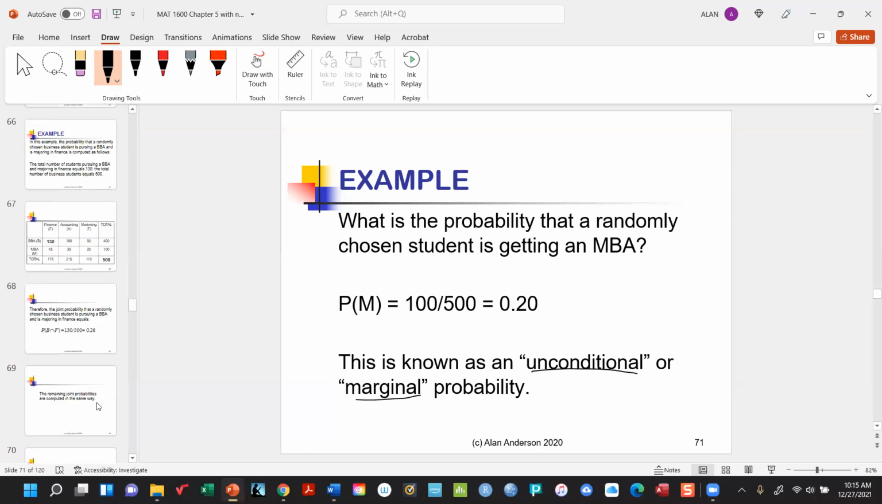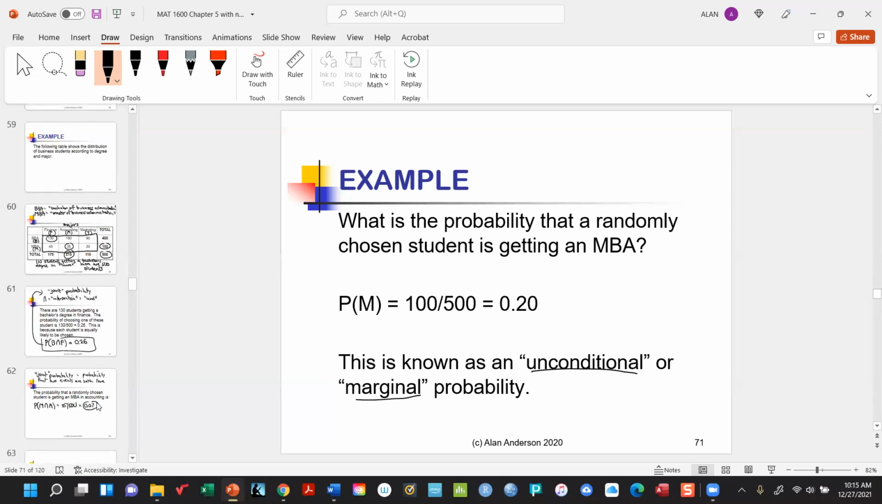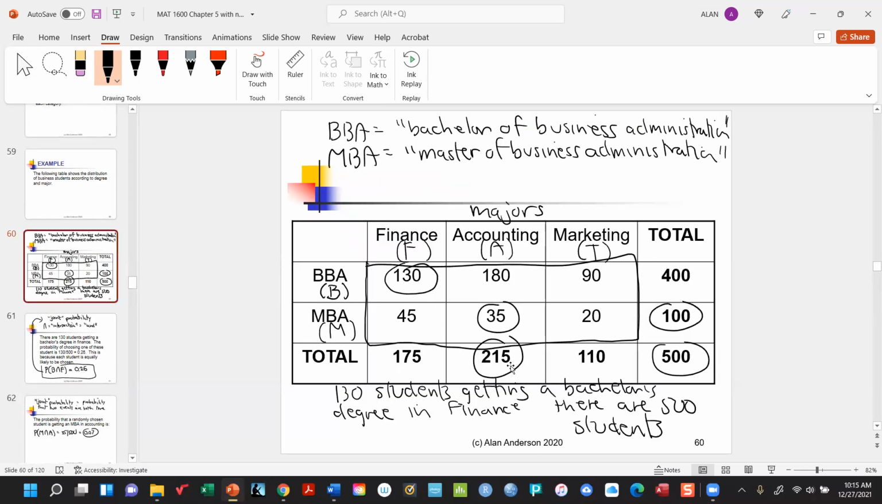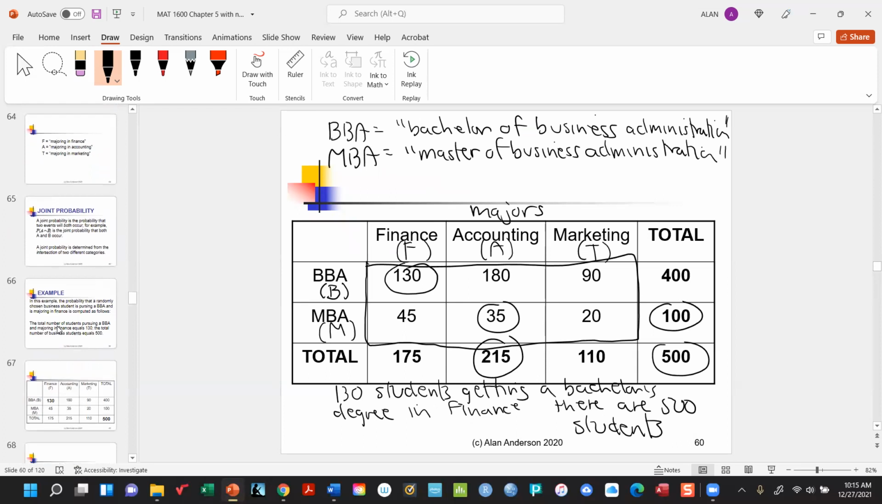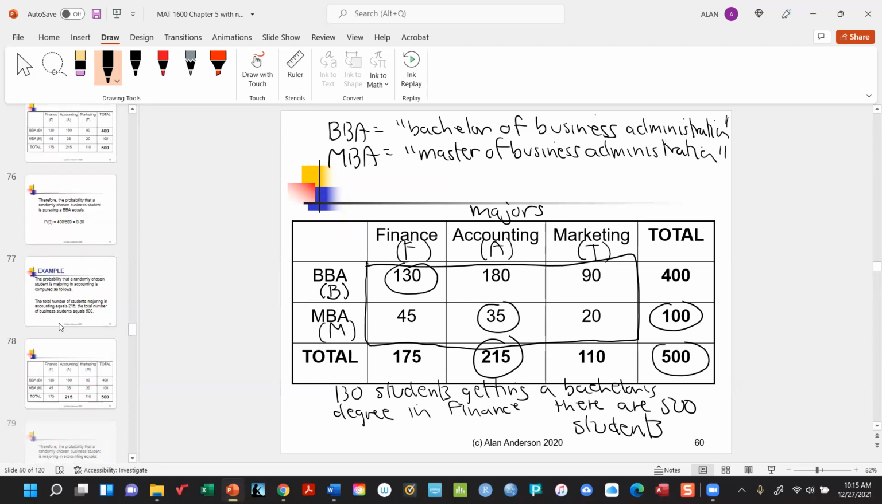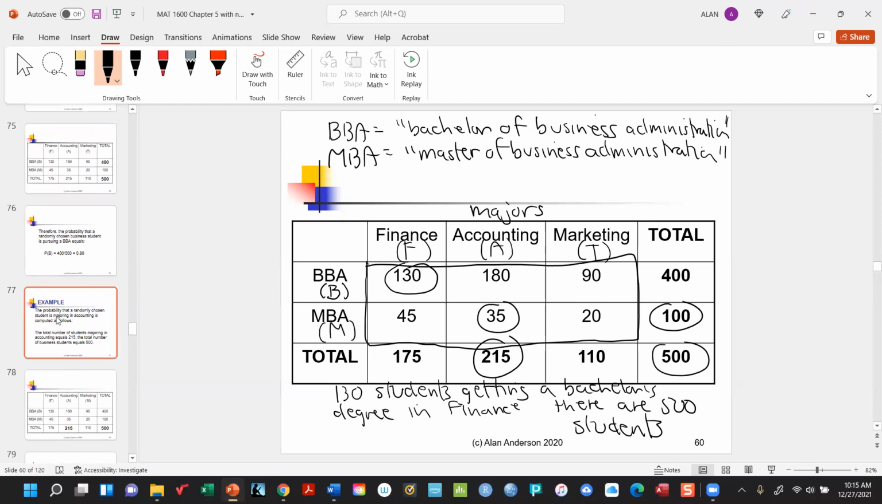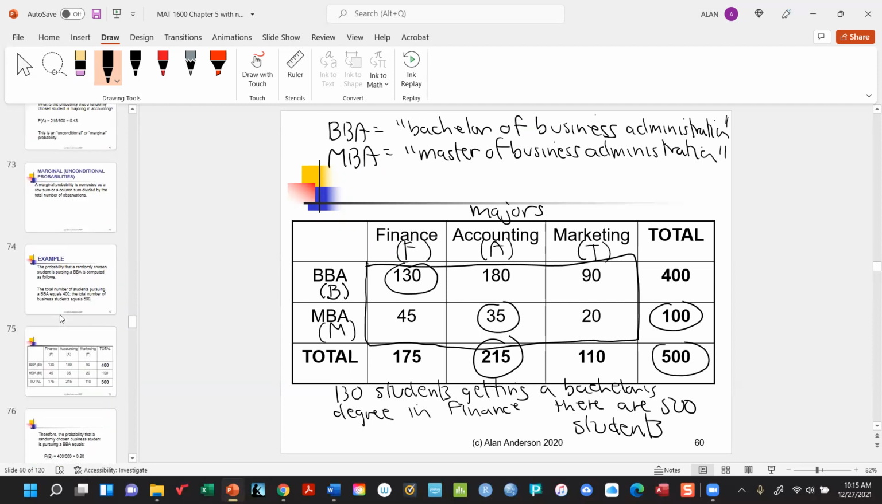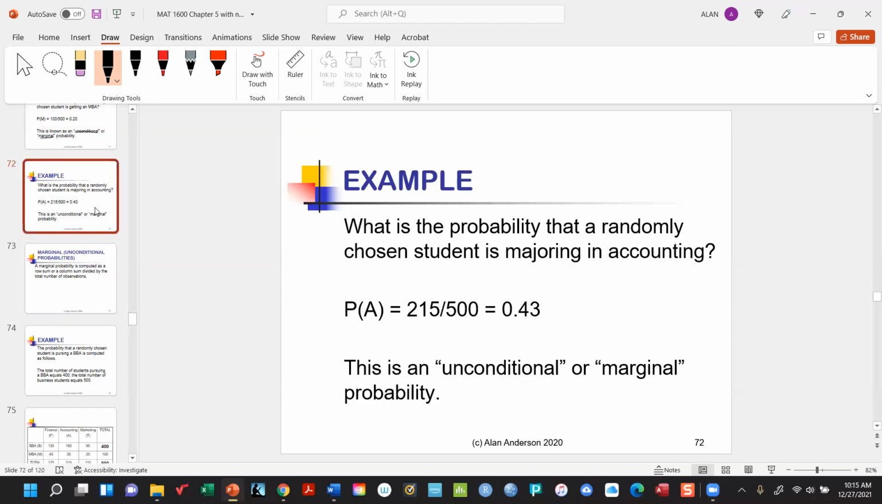So if you go back to the table, what you would do then, say, oh, altogether, there are 215 students studying accounting at both levels out of 500. So therefore, that probability would clearly be 215 out of 500. And let's see, where are we? Yes, 215 out of 500, which is 43%. So 43% of the students are studying accounting, regardless of the level that they're studying at.